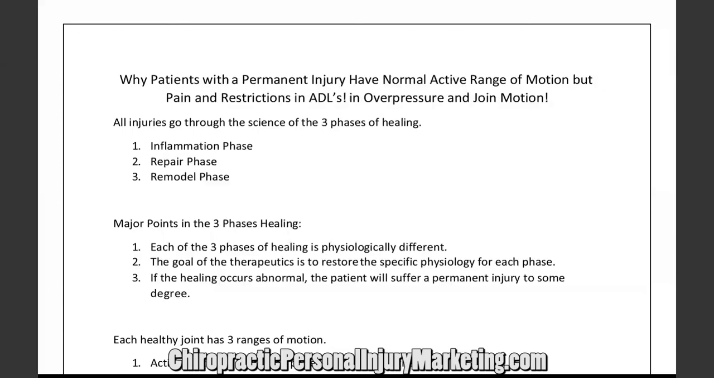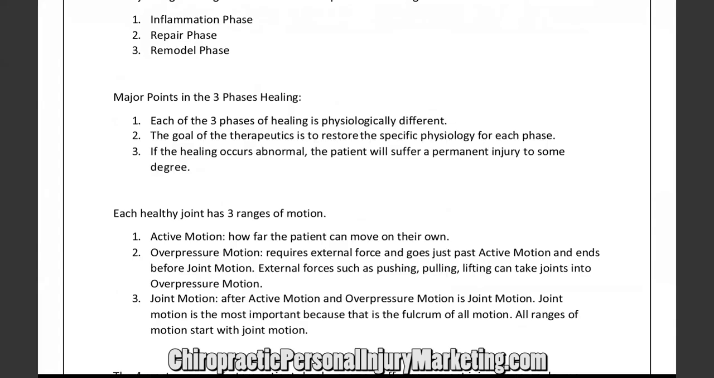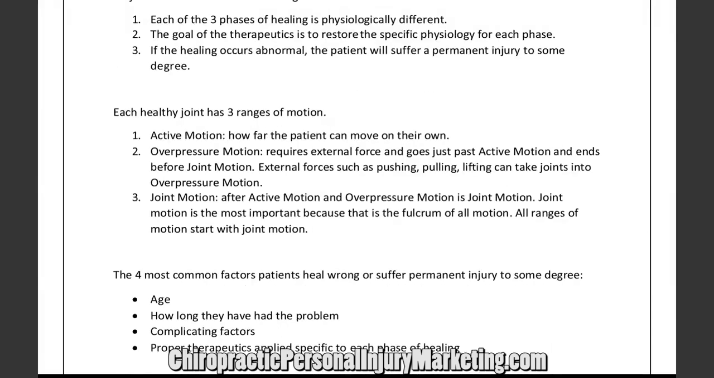And so this is a very good generic statement here. It says why patients with permanent injuries have normal active range of motion, but pain and restrictions with ADL and overpressure joint motion. It says all injuries go through the science of the three phases of healing. So we identify the inflammation, repair, and remodel phases. Major points to the three phases of healing: each of the three phases of healing is physiologically different. The goal in therapeutics is to restore the specific physiology for each phase. If the healing occurs abnormally, the patient will suffer permanent injury to some degree. Each healthy joint has three ranges of motion: active range of motion, overpressure, and joint motion.